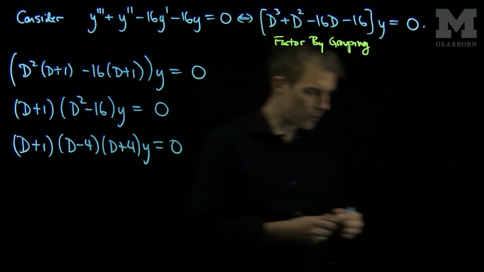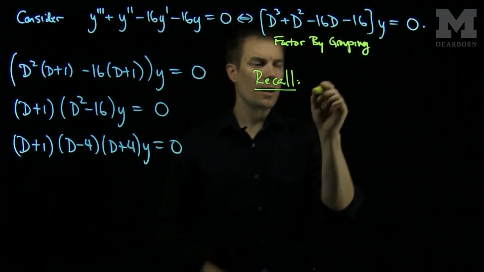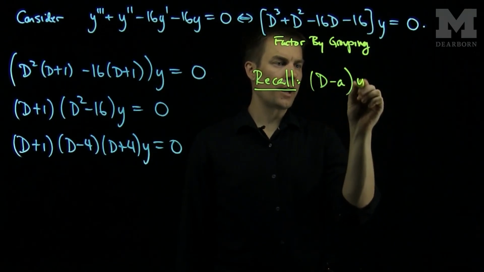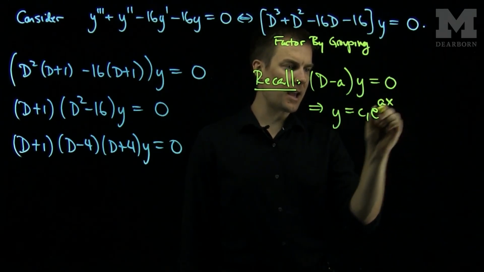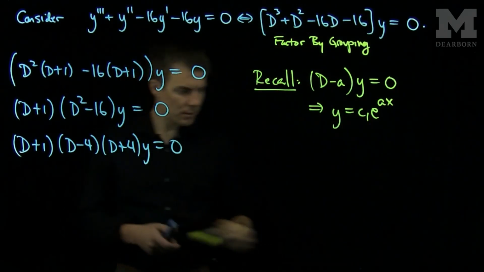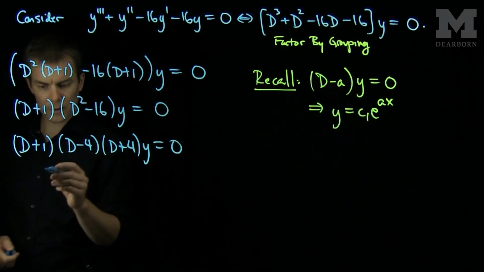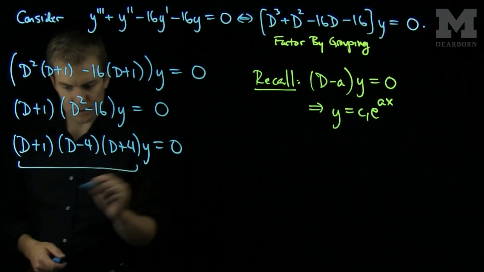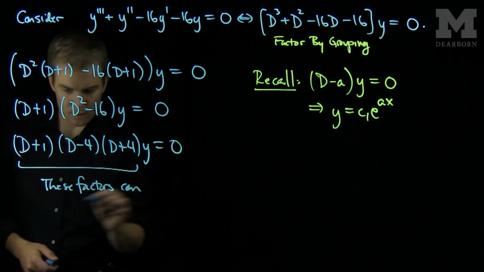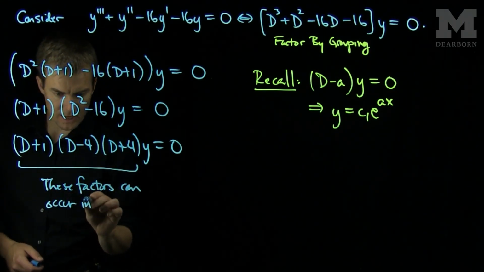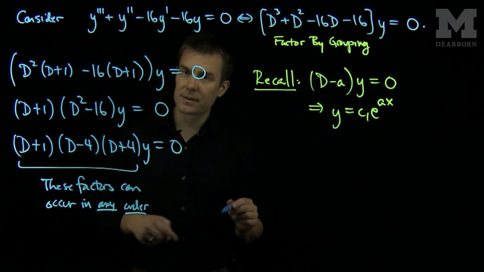So now we can recall that D minus a applied to y equals 0 implies that y is equal to c1 e to the ax. And since I can cycle the order of these things, I can put either the D plus 4 first, the D minus 4, or the D plus 1 first. So these factors can occur in any order. That's a fancy way of saying that the left-hand side is commutative with respect to each of the factors.